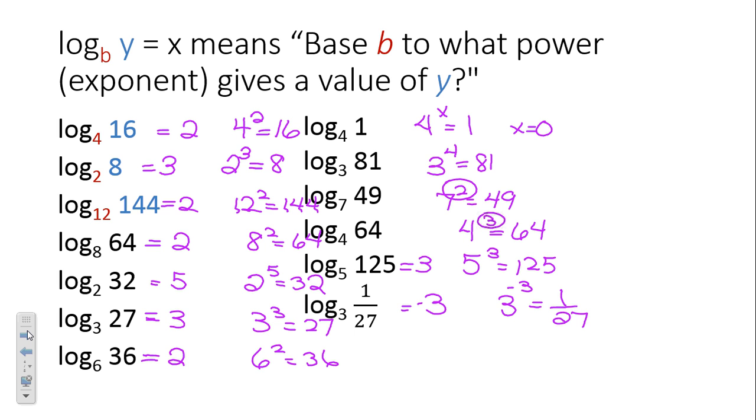3 to the negative 3 would give us 1/27. Okay. And last one. Log base 2 of 1/4. Negative 2. Because 2 to the negative second power makes that 2 squared go to the basement.